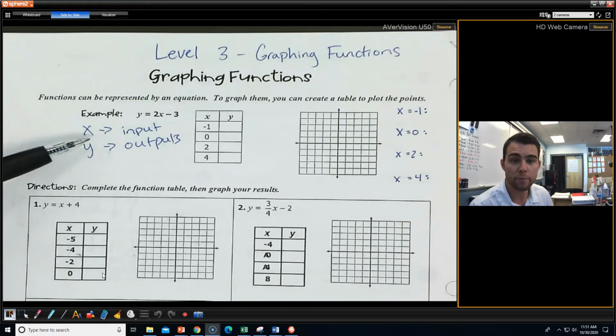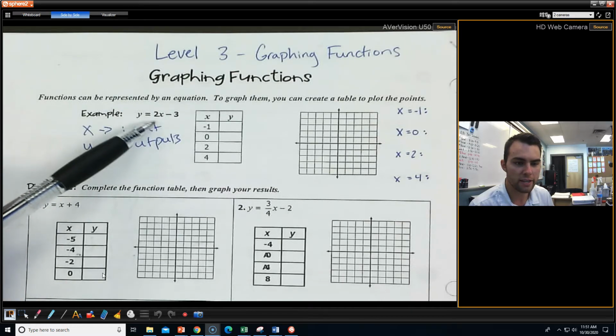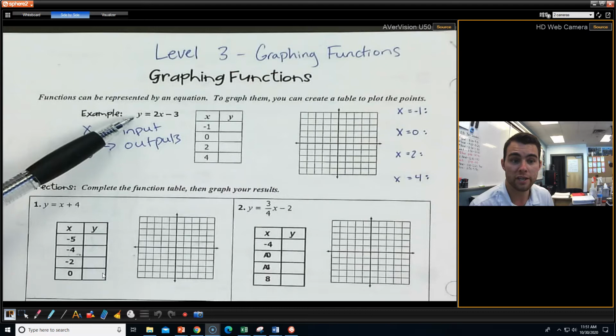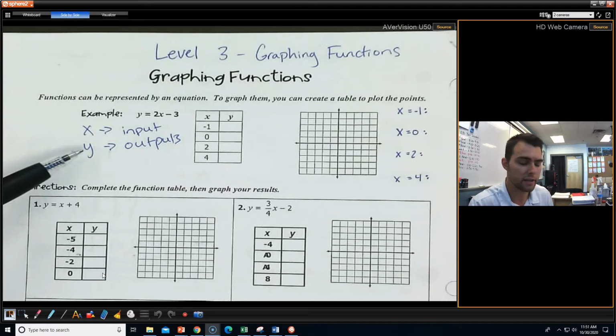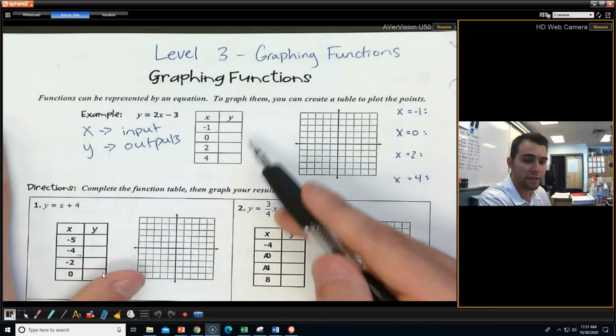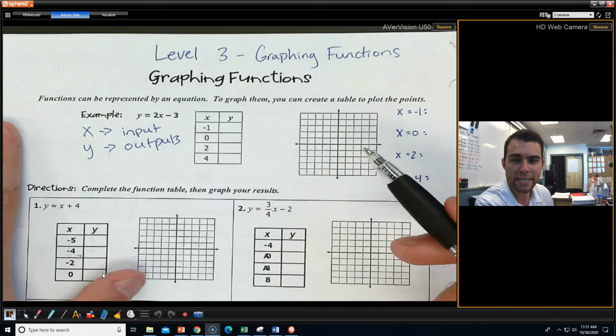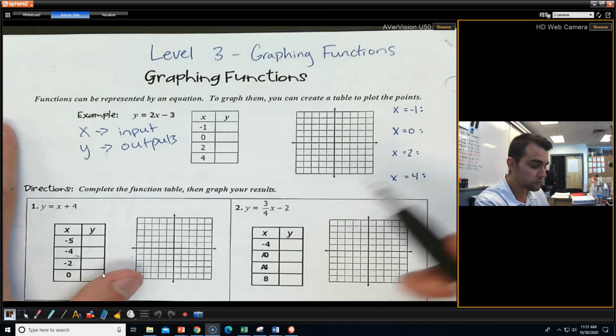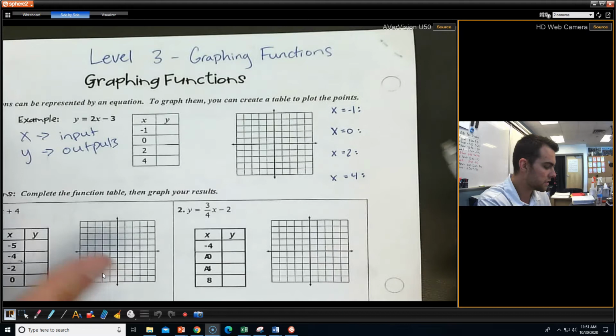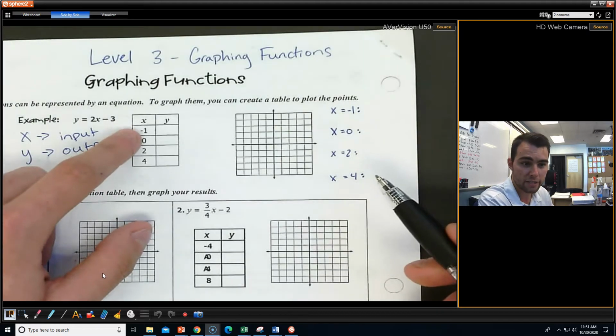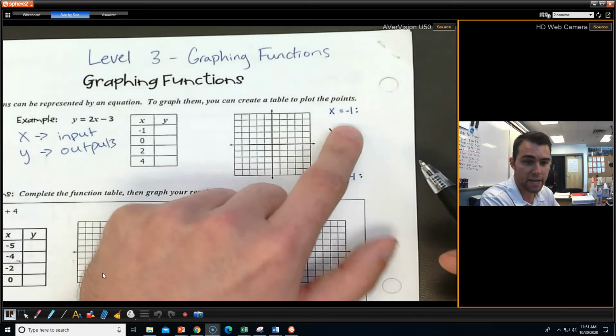So we have our inputs, our x values, and we're just going to plug some x values into this function right here, and then see what our output is going to be, which is our y, okay? So let's actually fill out this table, and then I'll show you guys how to actually graph these guys, okay? So what we're going to do is plug in -1 first for x, and I'm going to do that to the side right here.